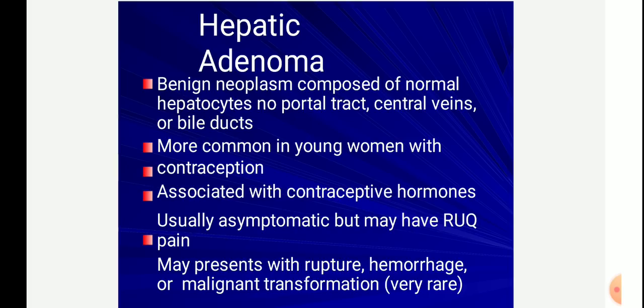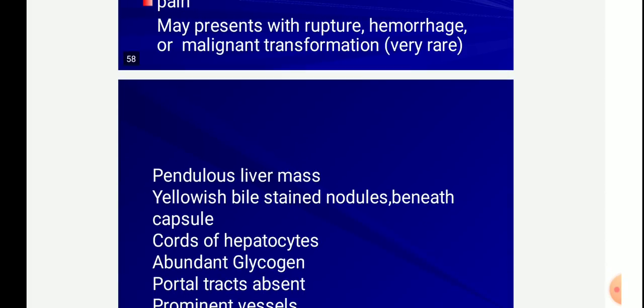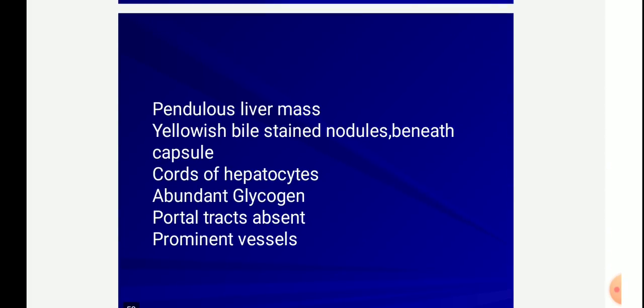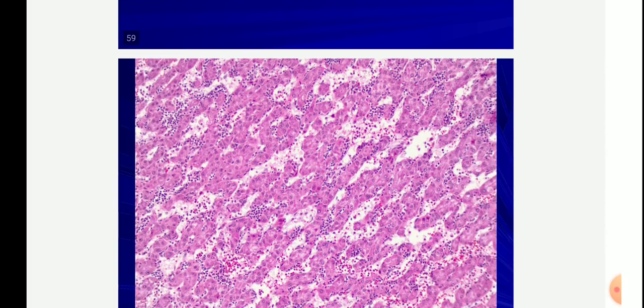Right upper quadrant pain may be the presentation, with rupture, hemorrhage or malignant transformation. So how is the liver here? Pendulous, yellowish, bile-stained nodules beneath the capsule. There could be cords of hepatocytes with abundant glycogen. Portal tracts are absent, and prominent vessels can be seen here.